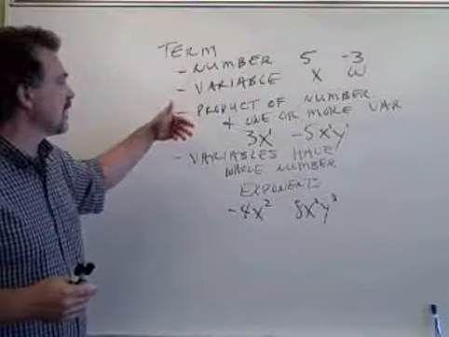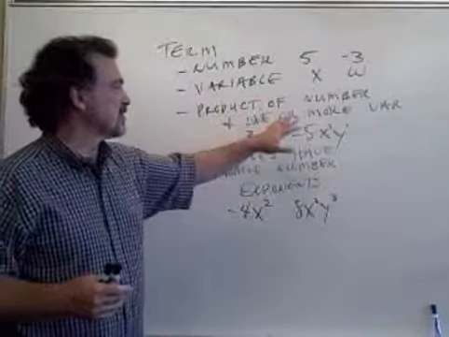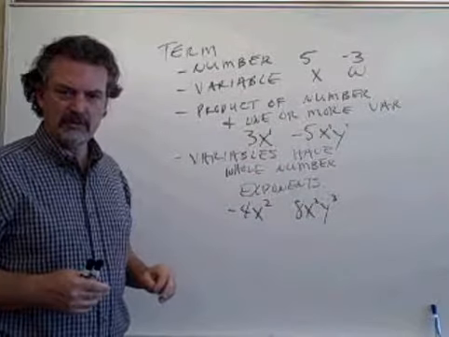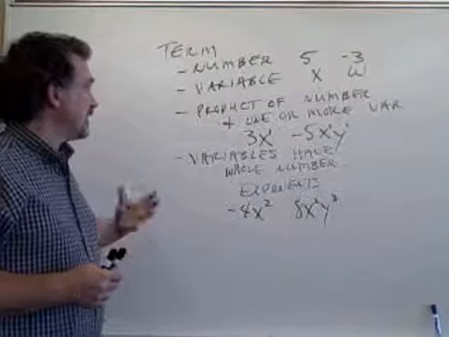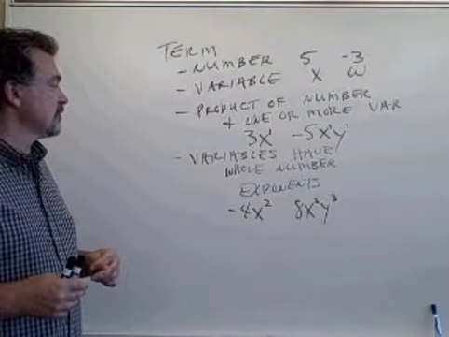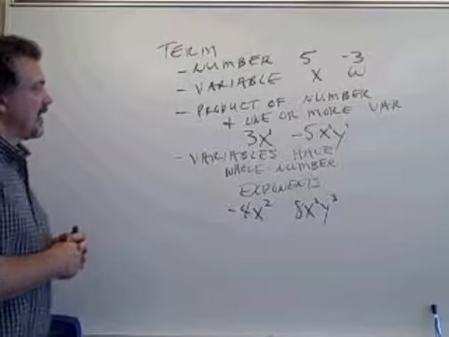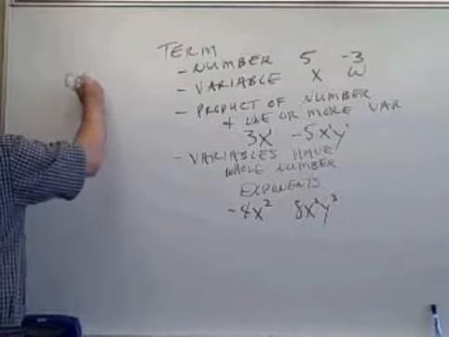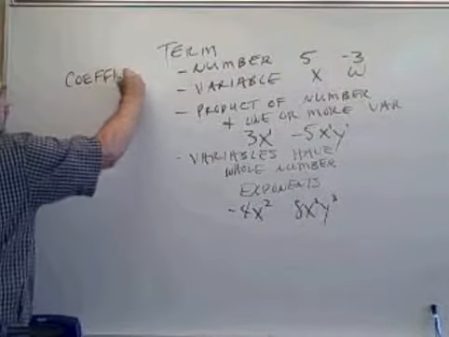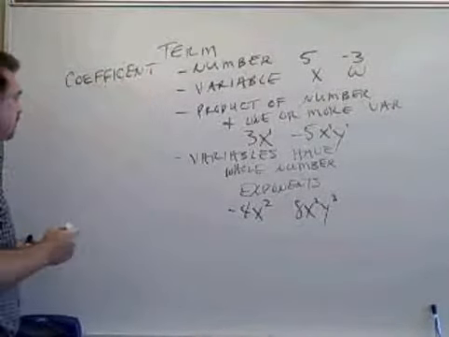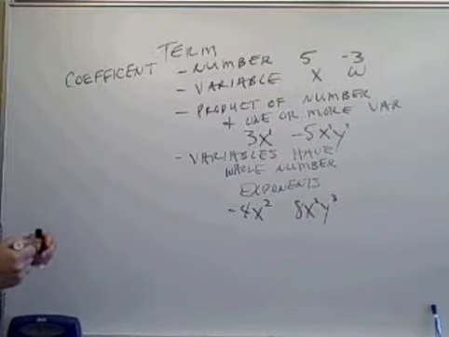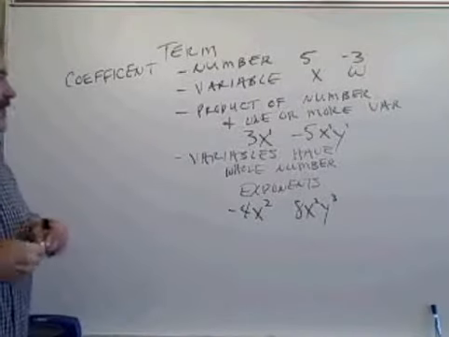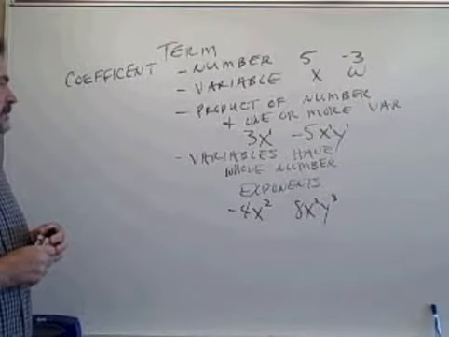So a term can be a number. It can be a variable, it can be a product of a number and one or more variables, and those variables will have whole number exponents. Now, there's another vocabulary word we want to learn, and that's the vocabulary word coefficient. The coefficient of a term is the number part, the numeric factor of the term.